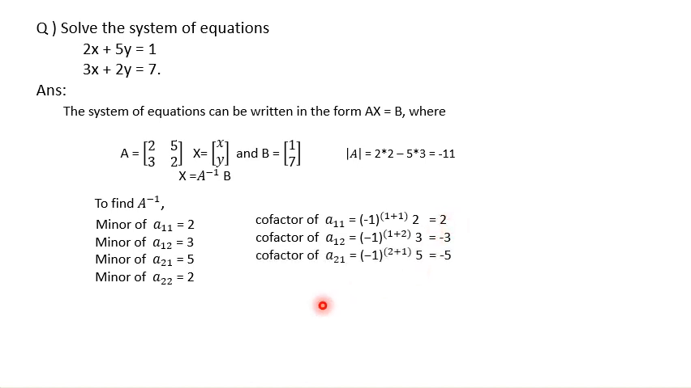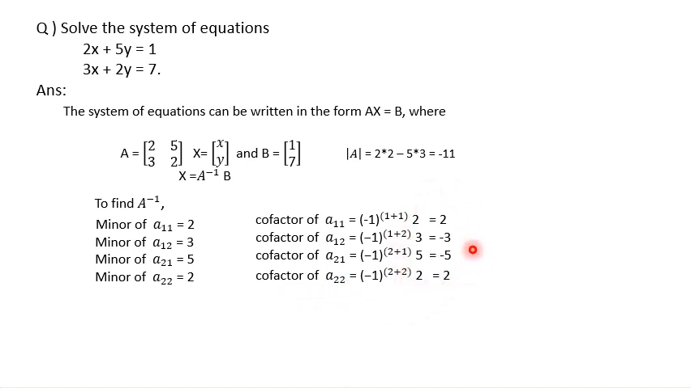Now the cofactor of A21 is minus 1 raised to 2 plus 1. Here 2 and 1 are the i and j values. So minus 1 raised to 2 plus 1 into the minor of A21, which is 5, which is minus 1 into 5, which is equal to minus 5. Similarly, the cofactor of A22 is 2.